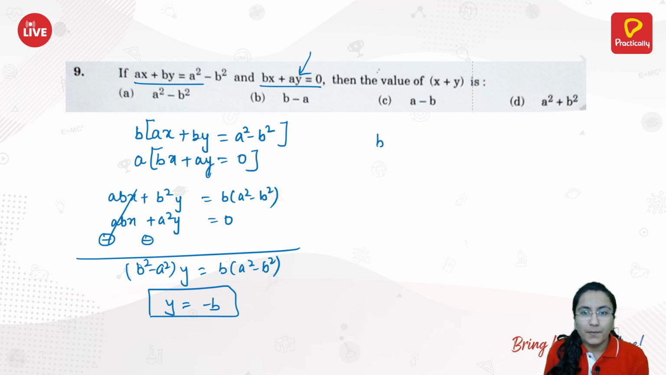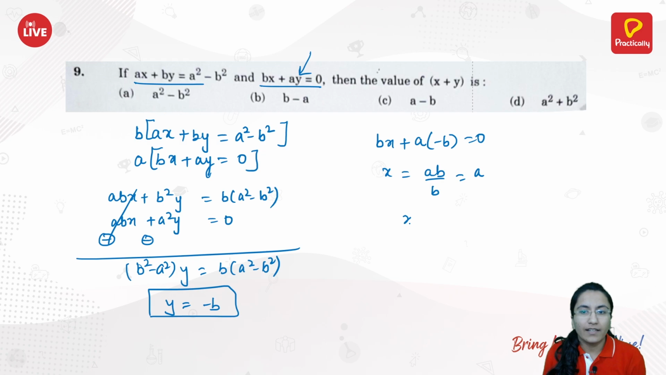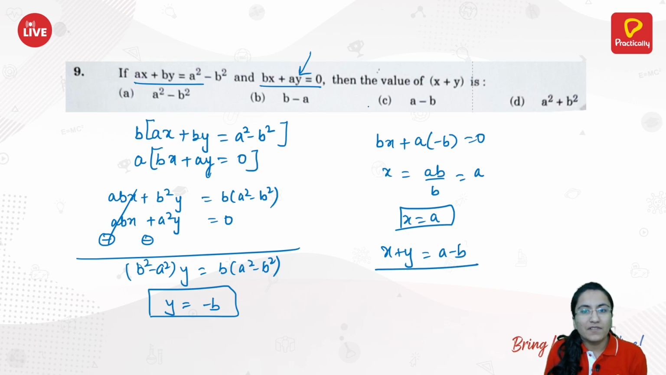So you have bx plus a, y is minus b, equals 0. So you get x as ab by b, which is a. So you get x as a and y as minus b. So x plus y is a minus b, right? So you have a minus b, which is option C as the correct answer.